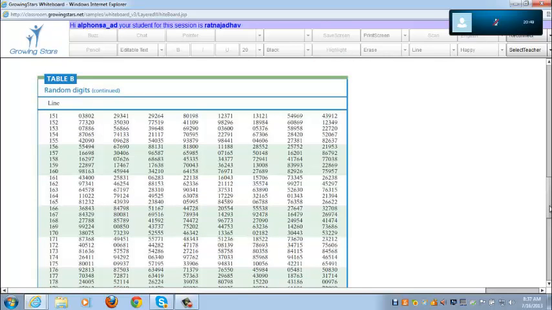So we'll enter in line 151 and start reading 2 digits at a time. The first one is 03. So we pick the name corresponding to 03. The next one is 80. We don't have anyone numbered 80, so we'll skip that. Then 22. Okay, 22 is here. Then 93 isn't there. 30.